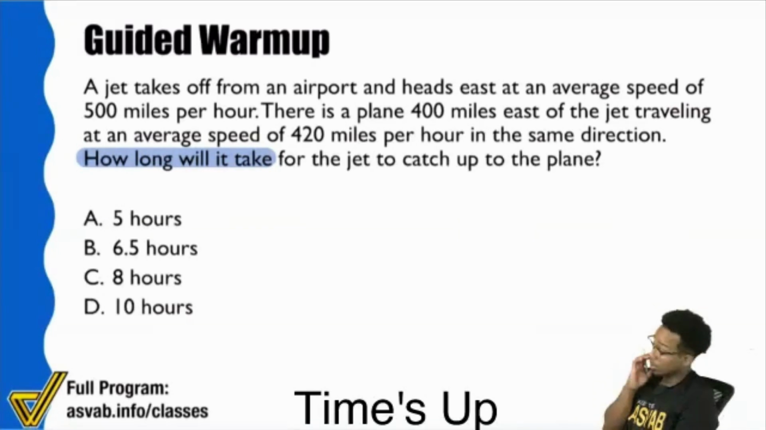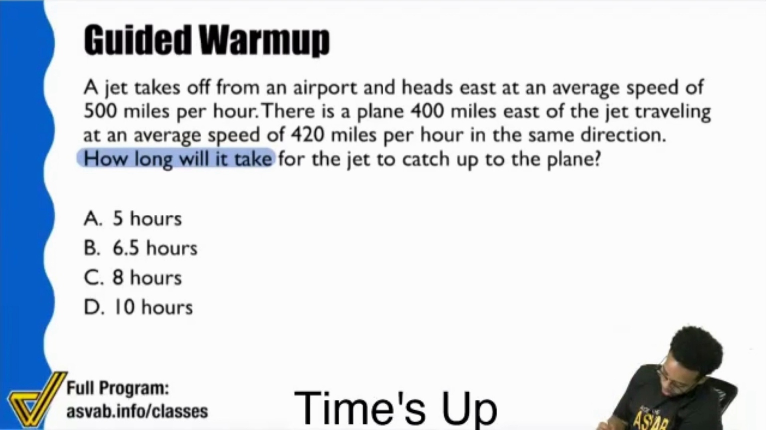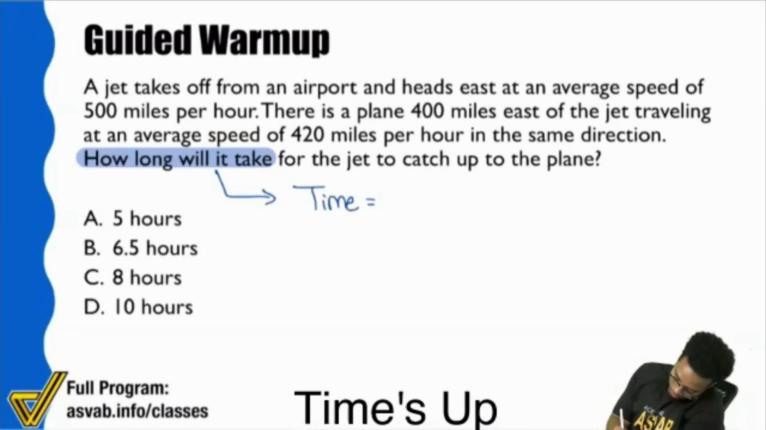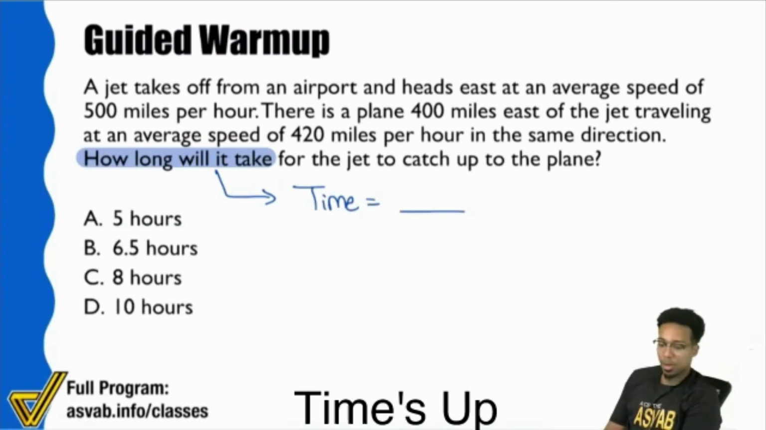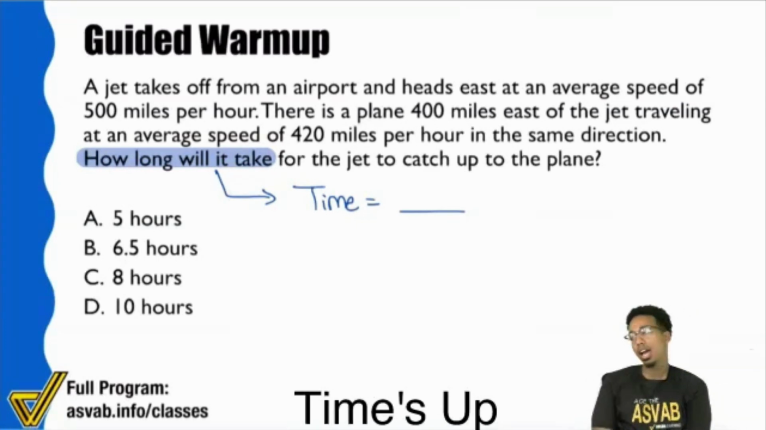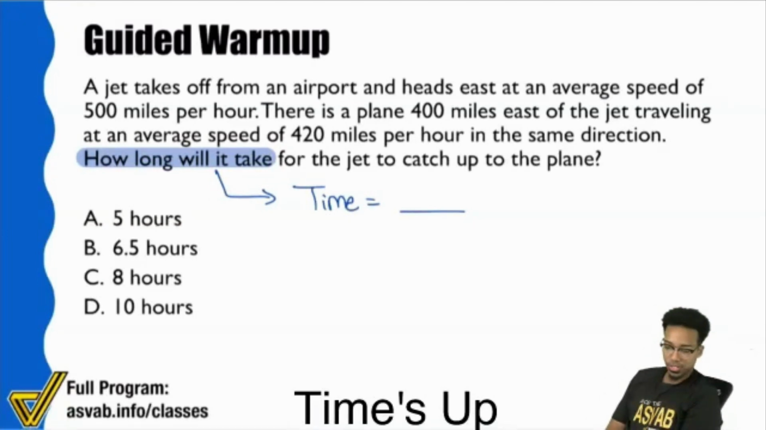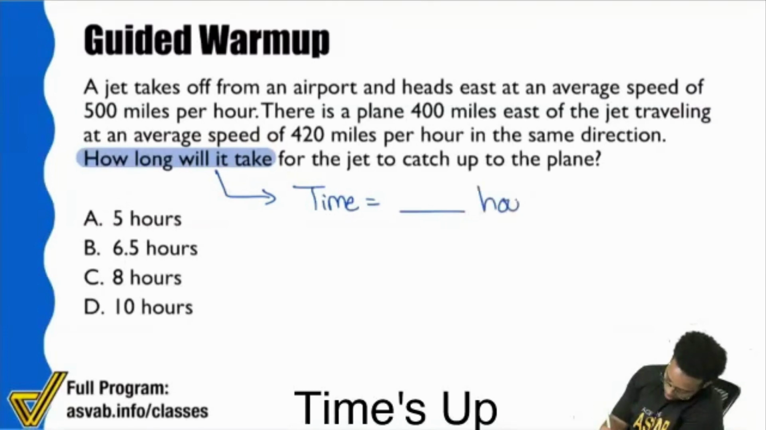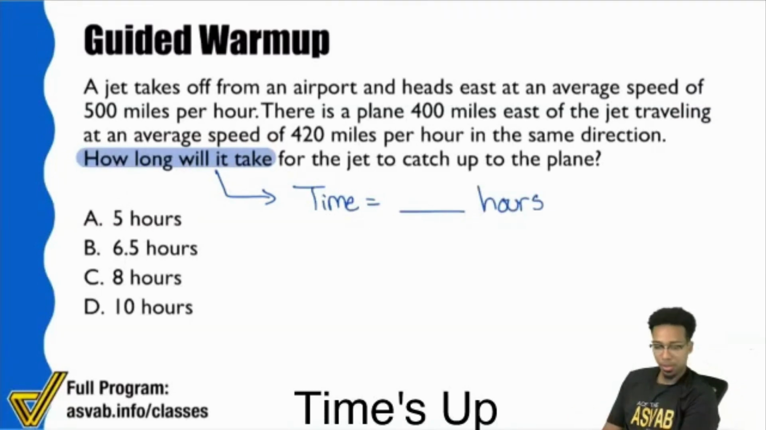Okay. So with that, we're looking for time. How long will it take? We want time. Time equals blank. Blank what? Seconds, minutes, hours, days, weeks, months, years. What is this? Hours. That's right. Time equals blank hours. Booyah.